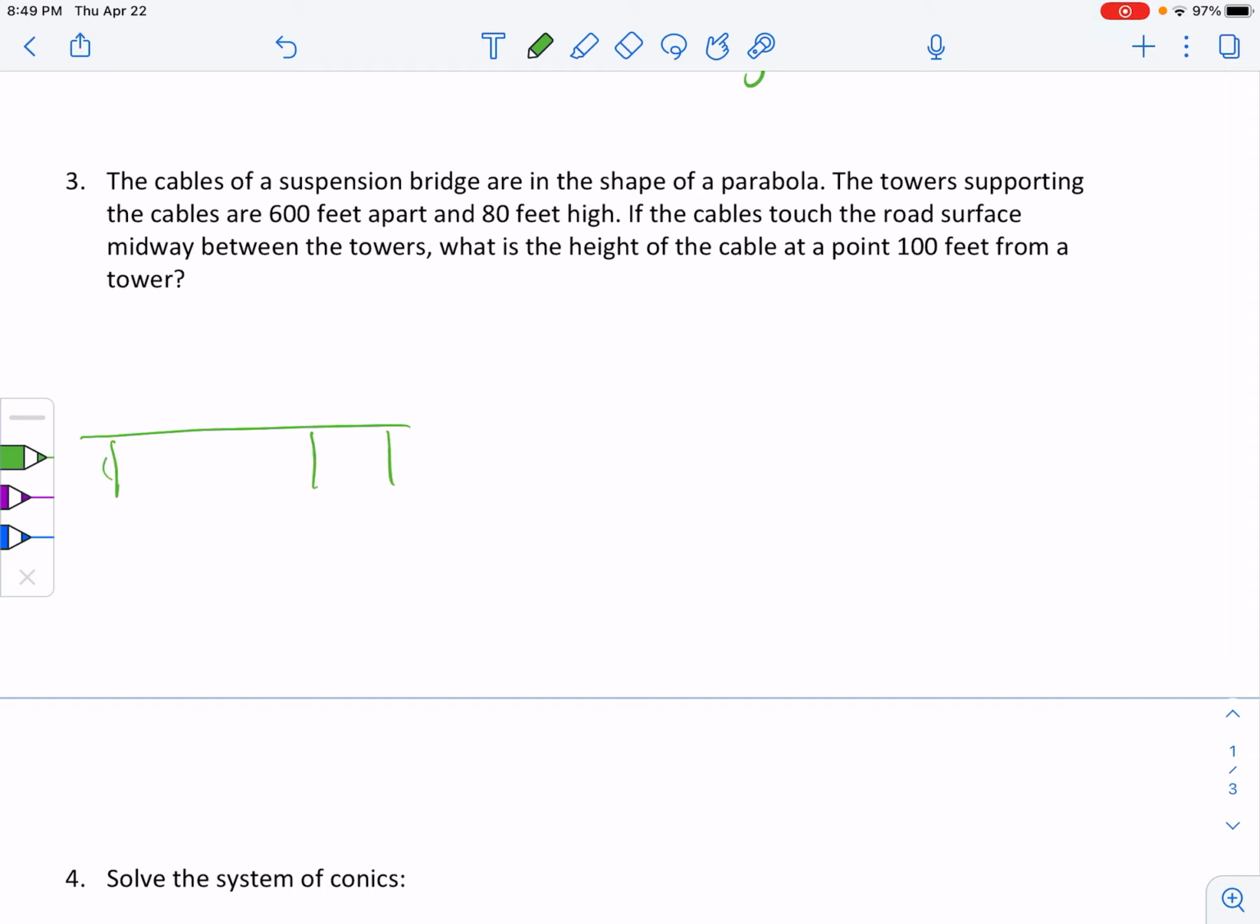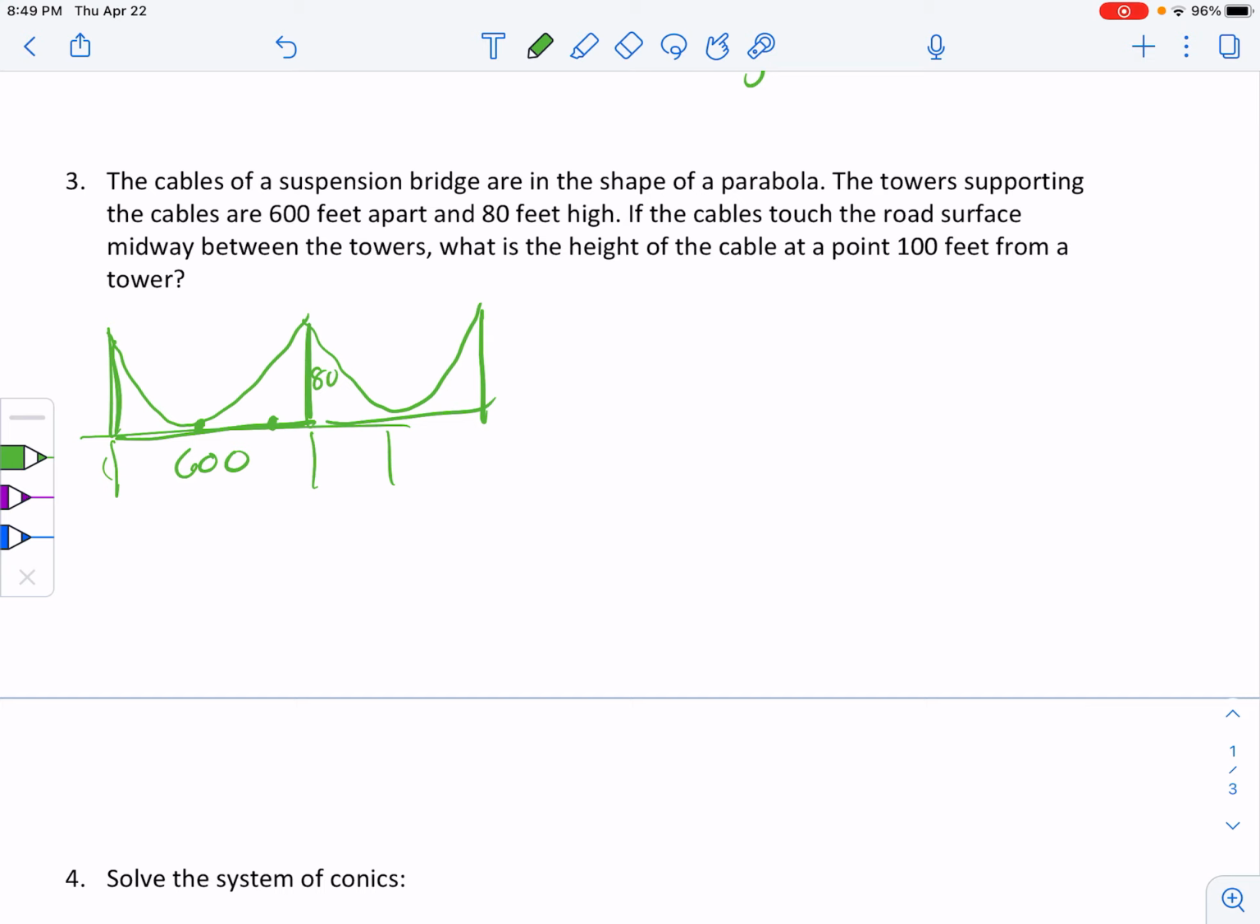There's posts, and then there's stakes up here, and there's cables that suspend and come down and droop like this. Over here there's another one, and it droops down like this. All right, it says the towers supporting the cables are 600 feet apart, so this is 600. And they're 80 feet tall. If the cable touches the road surface midway between the towers, what's the height of the cable at a point 100 feet from the tower? So we're going in this way.